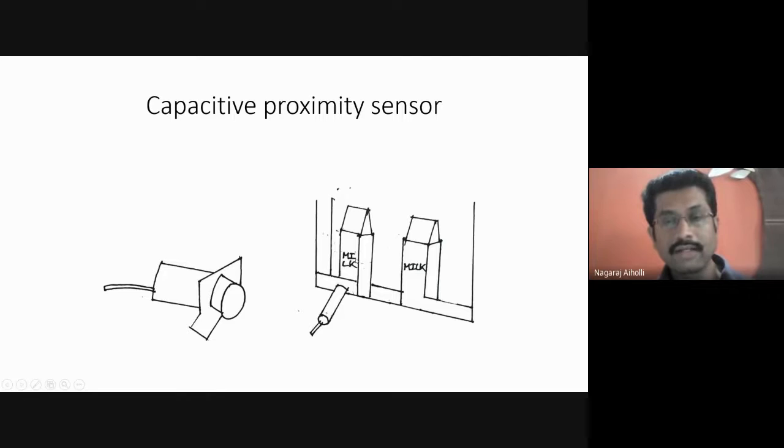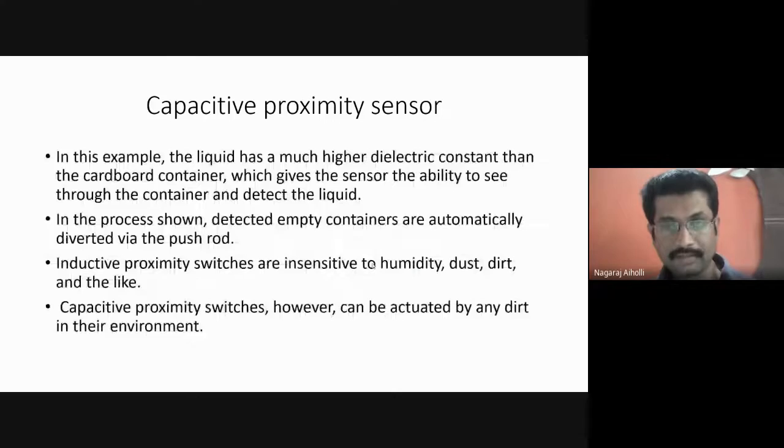And if the box doesn't contain milk, then it is moved away or separated from the conveyor belt line. In the process shown, detected empty containers are automatically diverted via the push rod. There is a rod which pushes the empty milk boxes away from the conveyor line.